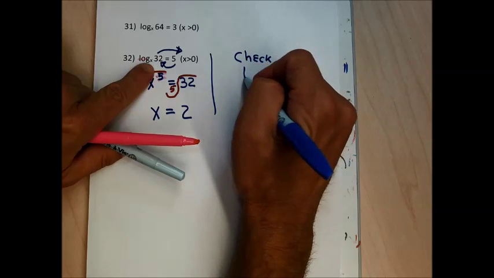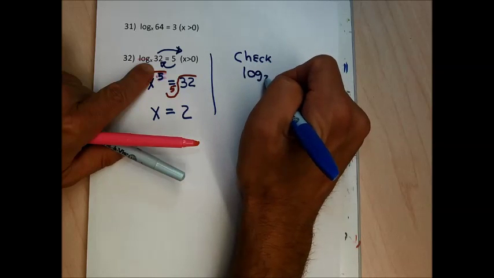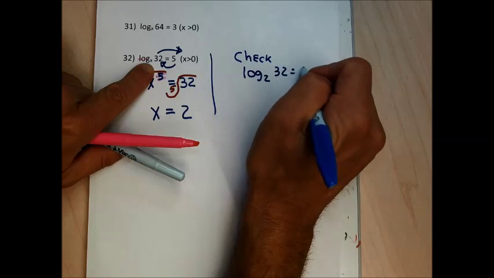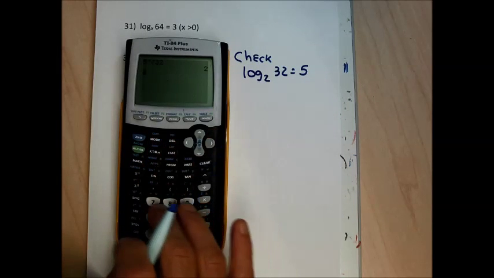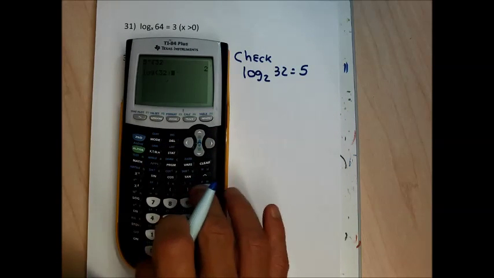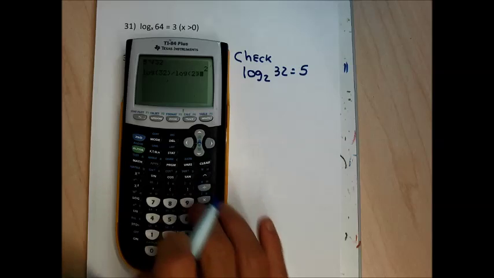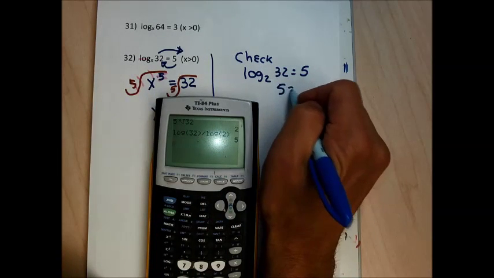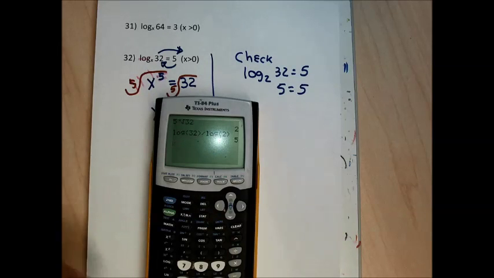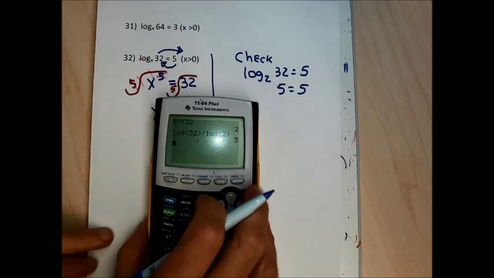For my checking in problem 32, I should make that x into a 2 and see if the log base 2 of 32 equals 5. On the left-hand side, I'm just going to go log of 32 divided by log of 2. And the left-hand side is going to give me a 5, equal to 5. So I won't do your 31. It should solve similarly.